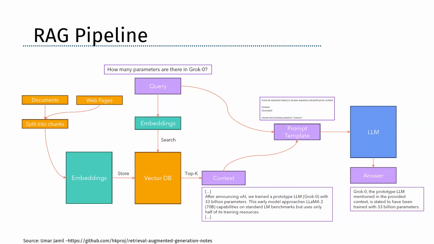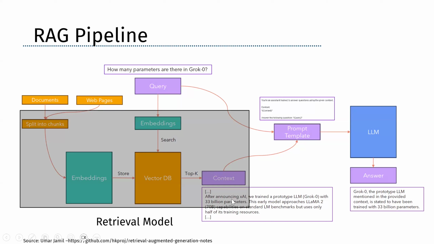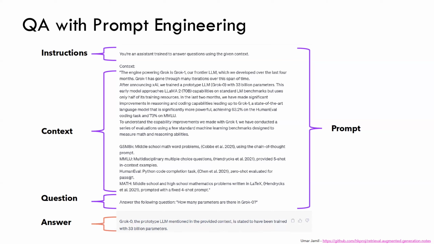So, to sum it up, the retrieval model, or this black box, takes external documents, splits them into chunks, converts them into embeddings, stores them in a vector database, and then retrieves the most relevant information to form the context. This context is what gets incorporated into the prompt alongside the user's query, making the final answer smarter and more complete.